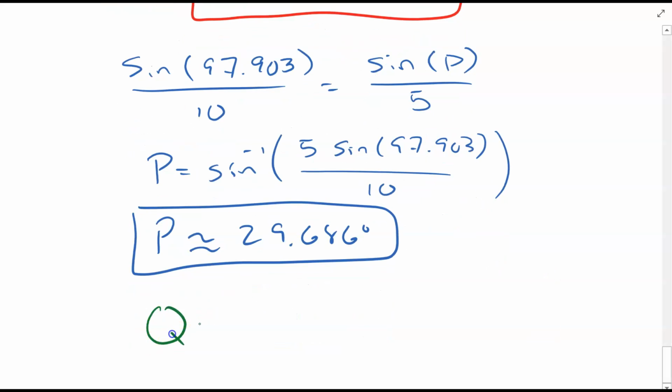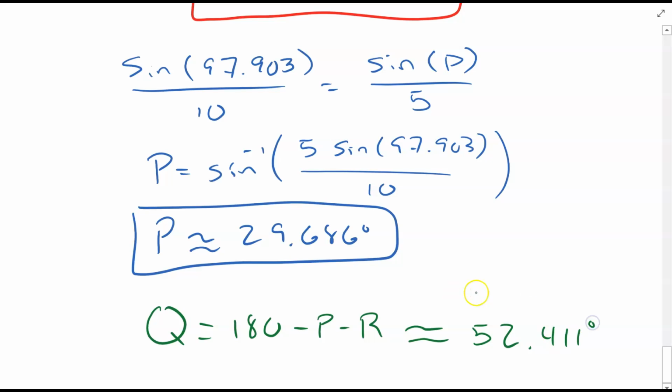And then Q is super easy. I just do 180 minus P minus R. And that comes out to be 52.411.